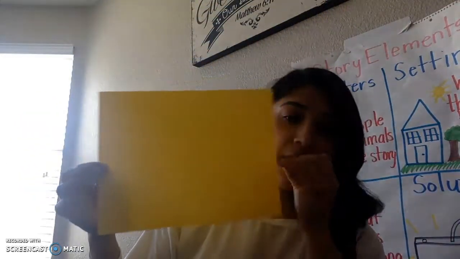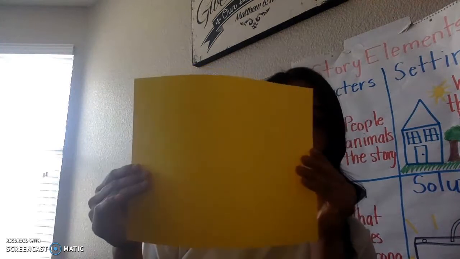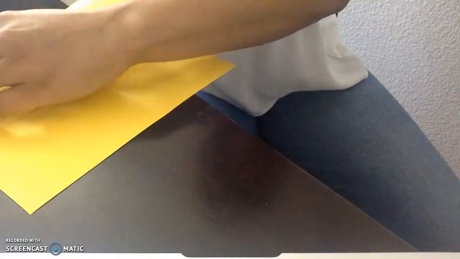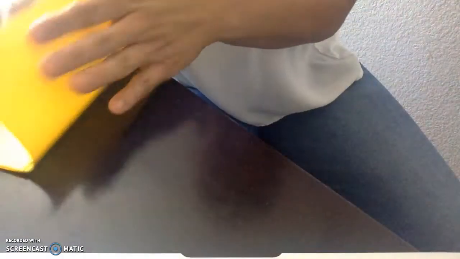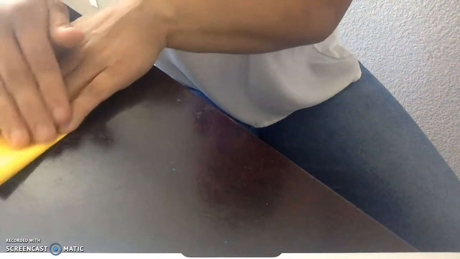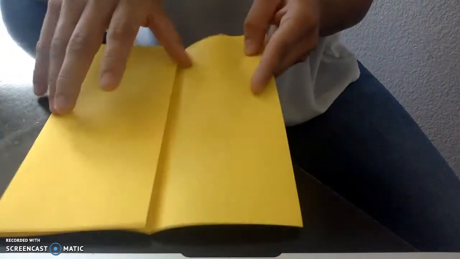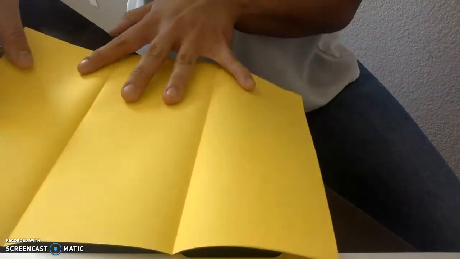Okay? What we're going to do is you're going to get a piece of paper. I chose yellow because that's the only paper that we have here. So you use what you have, okay? You're going to fold it in three ways, okay? And this is the way I'm folding mine. One, two. And it should give you three, just like that.